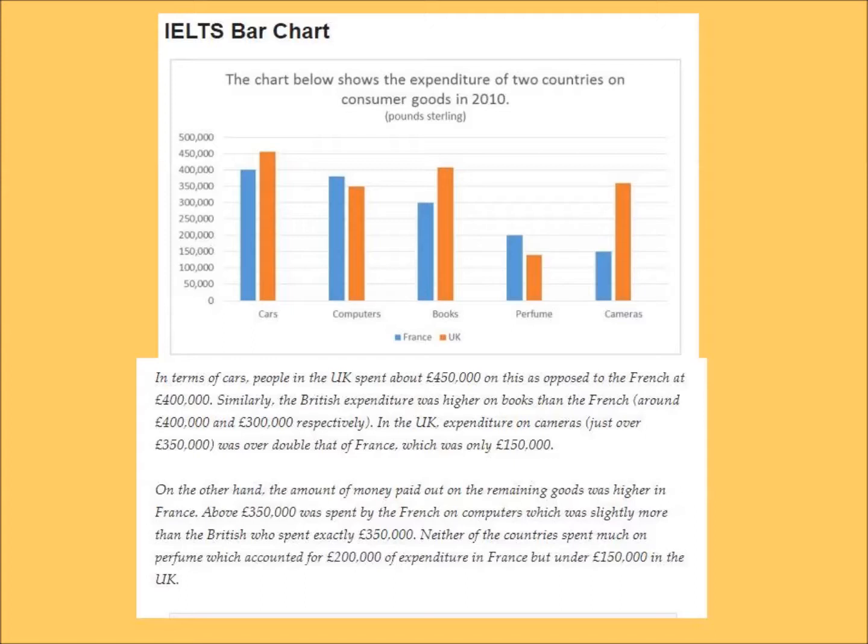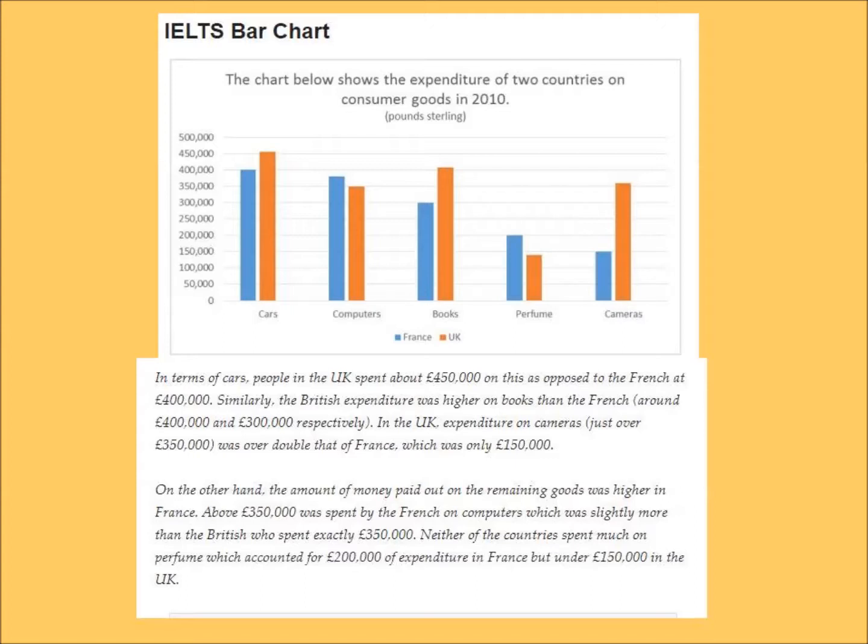Okay, so within brackets you can give the figures. Usually most of the time when figures are given, use the brackets, so that is easy. Similarly, the British expenditure was higher on books than the French, so that is the sentence. But as an additional detail, the figures have been added within the brackets. So then in the UK, expenditure on cameras was just over 350,000. Now look at the cameras, just over 350,000, slightly over 350,000.